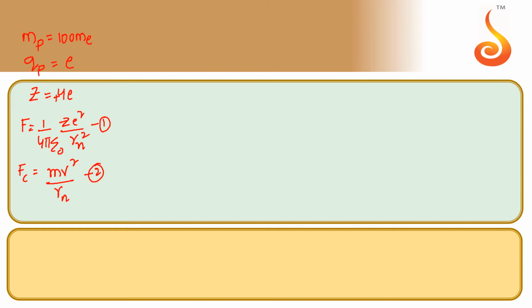So what we get? m v square by Rn is equal to 1 by 4 pi epsilon naught Z e square by Rn square. One Rn gets cancelled. So v square is equal to 1 by 4 pi epsilon naught Z e square by m Rn.